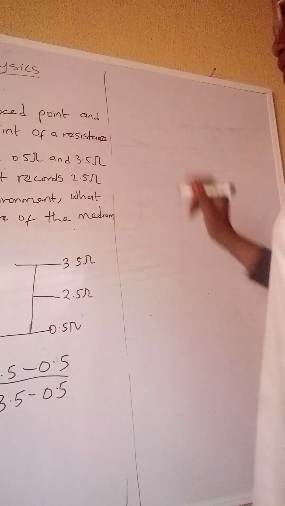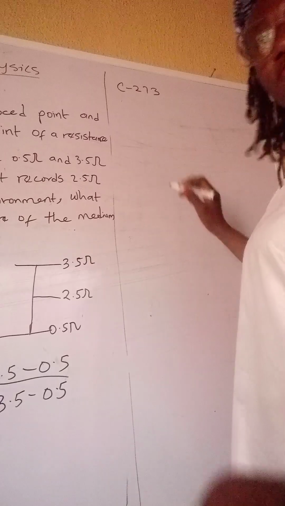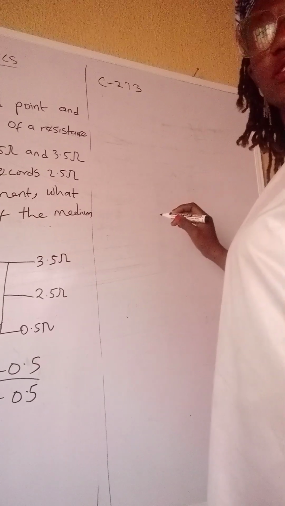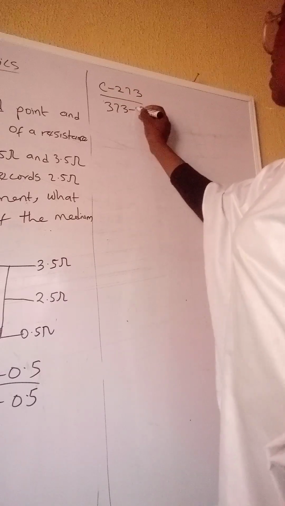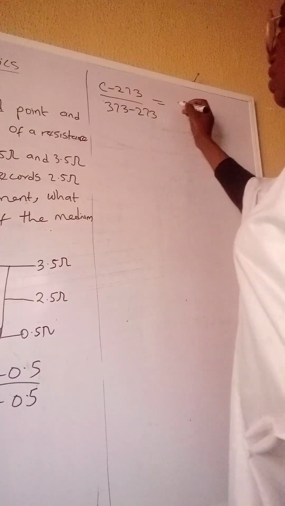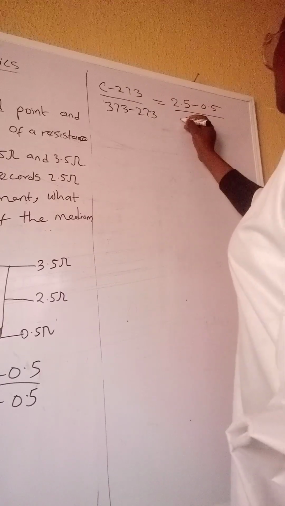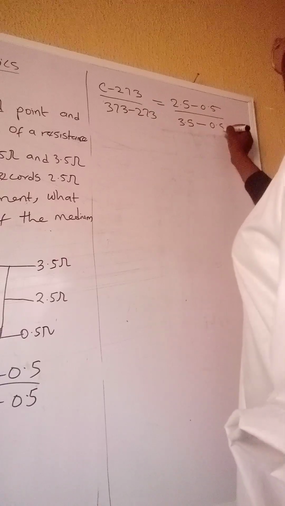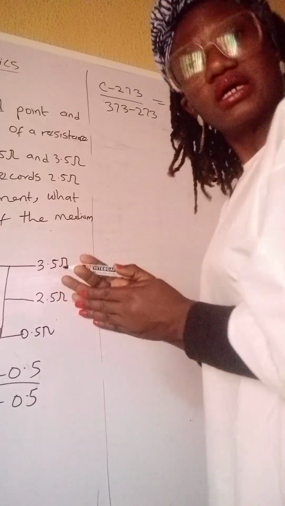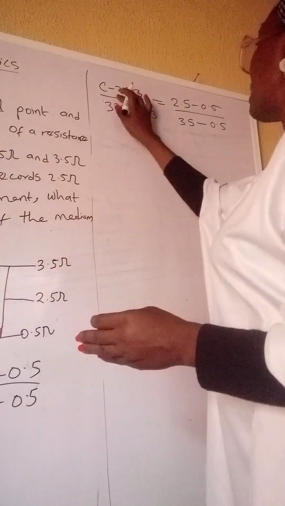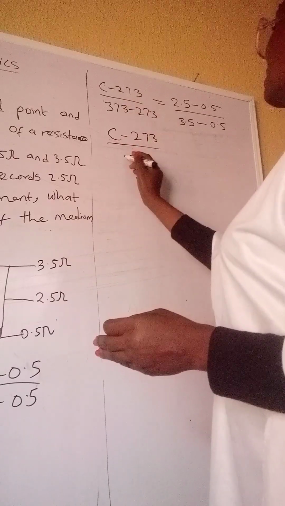Let me transfer the information to the other side of the board so you don't miss any information. So we have C minus 273 all over 373 minus 273 is equal to 2.5 minus 0.5 all over 3.5 minus 0.5. I only transfer the information we have down there up so you can still follow me and you can see clearly. Okay, so 373 minus 273, this minus this is 100.